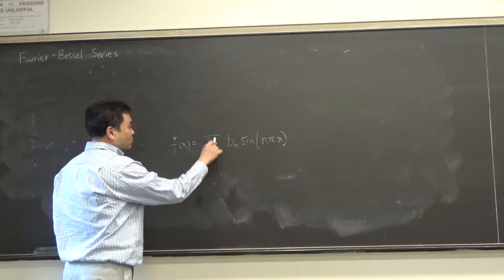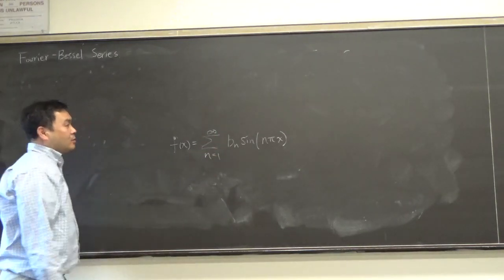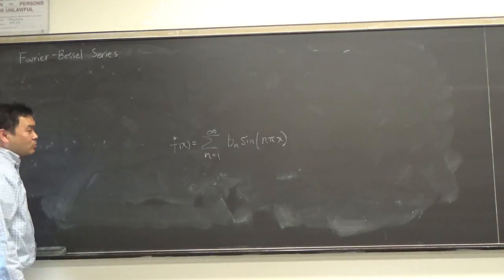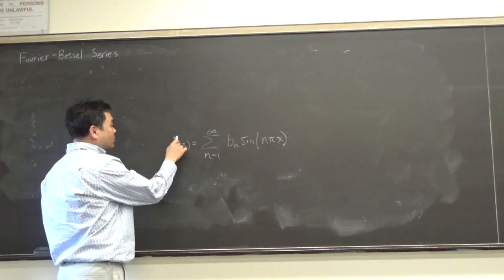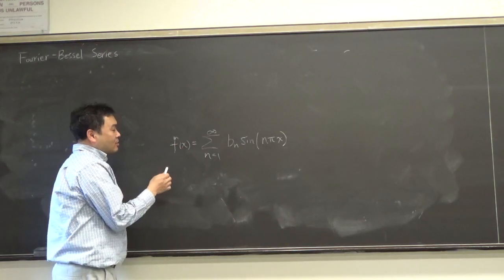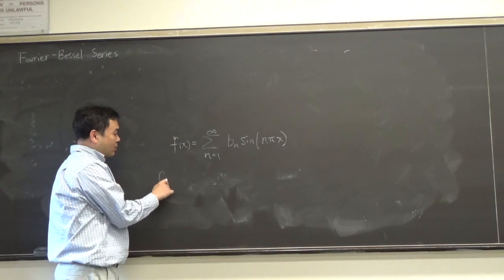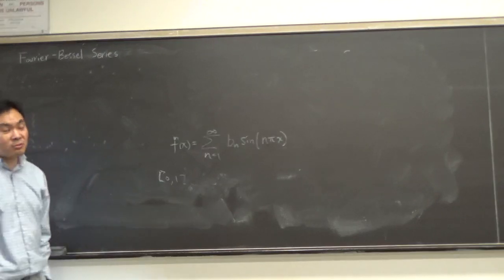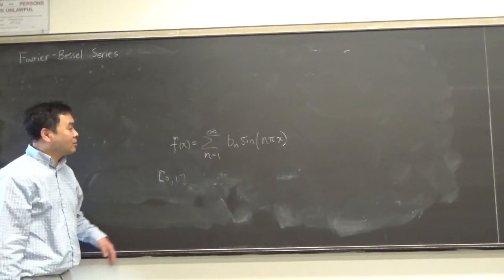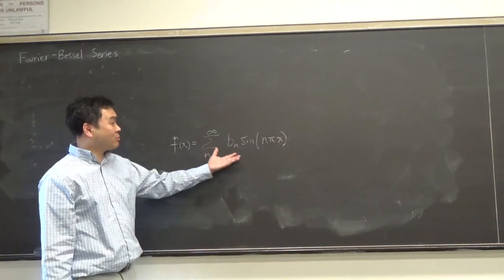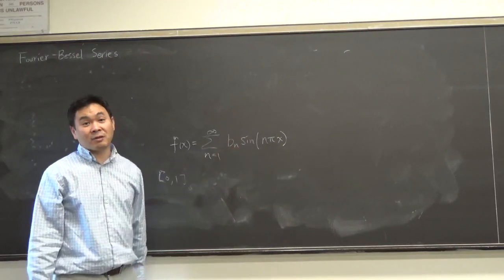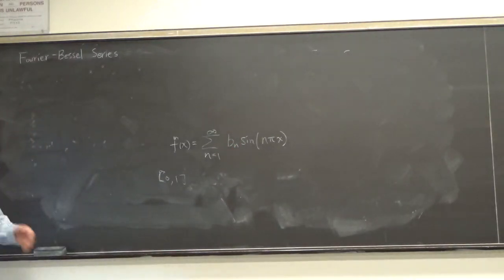n goes from 1 to infinity. And there are two things about it. First of all, the fact that any function that's defined from 0 to L, or 0 to 1 for this case, any function defined from 0 to 1 was able to be represented as a sum of the sine functions, right? That's one thing.